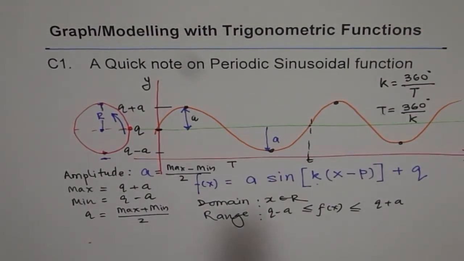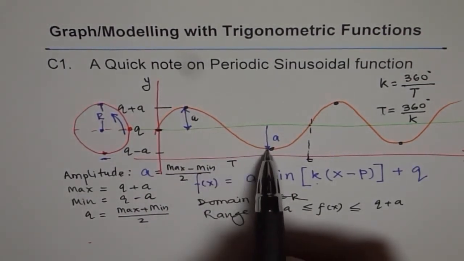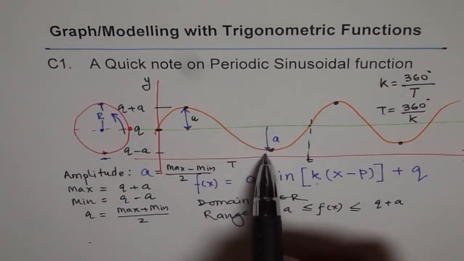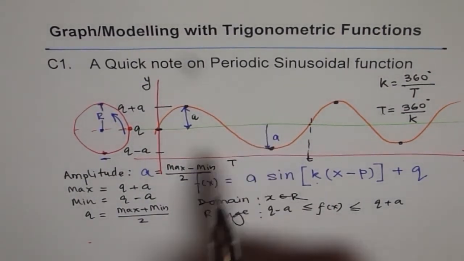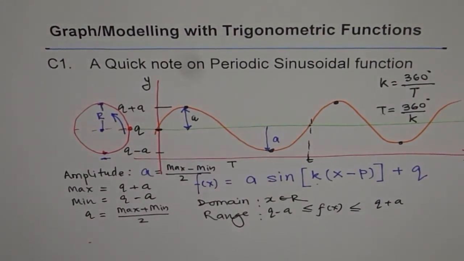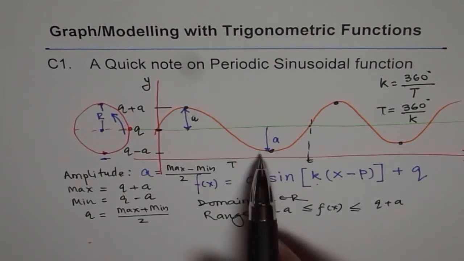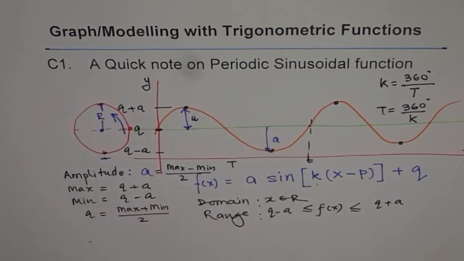Well, at times you may get only a maximum and minimum position. Then the time period is twice this length, because this is always half the time period, correct? So these are different ways in which you can see or understand your equation and relate it with the graph or to a situation, correct?